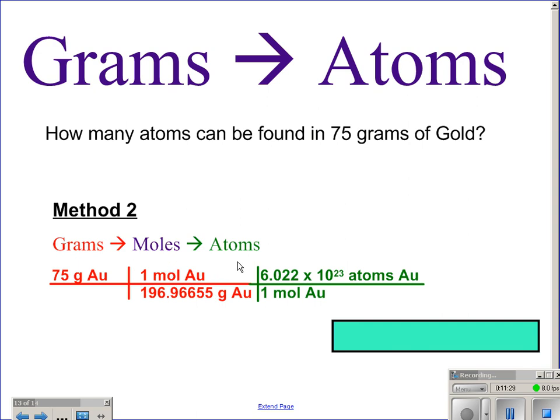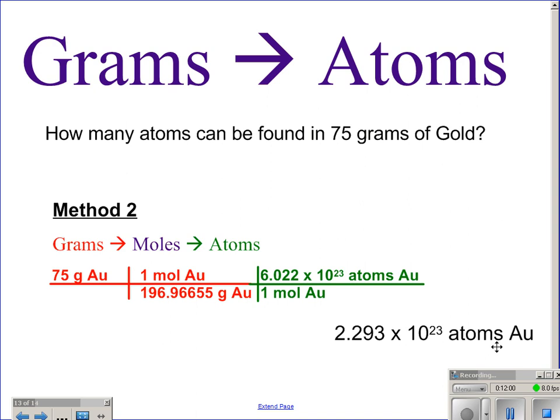Now what we've done, instead of doing that second equation, we can cross-cancel grams of gold, grams of gold. We have moles of gold on the top and we want atoms. So if we put a mole of gold on the bottom, and Avogadro's number on the top, we can just keep on going all in one equation and solve this thing. 75 times Avogadro's number, and then take that and divide it by the atomic mass of gold. And if you remember from the last slide, this is what we had calculated. Exact same answer.